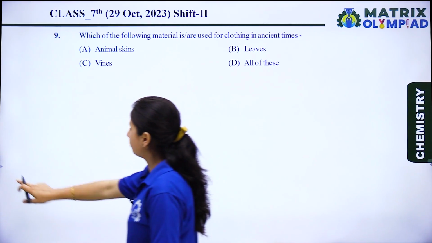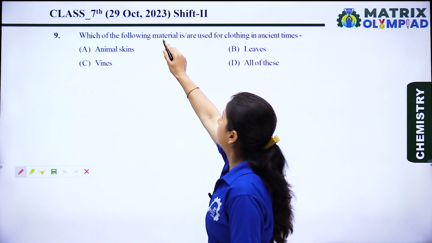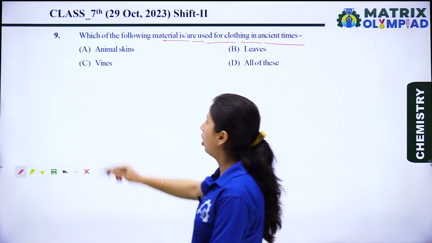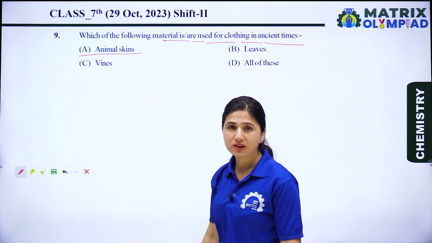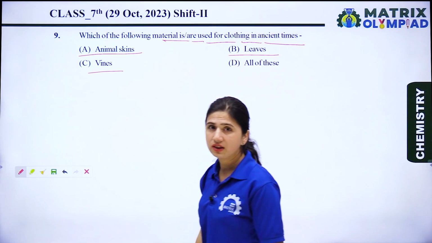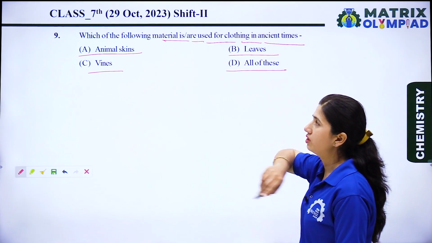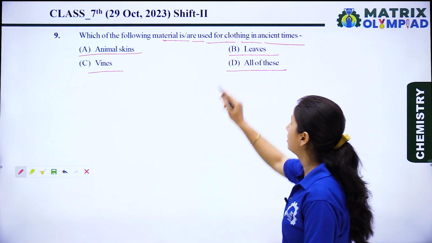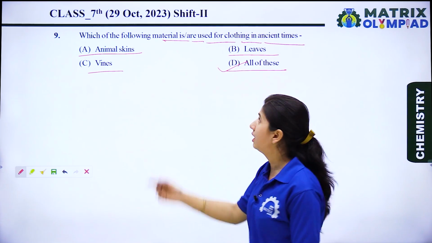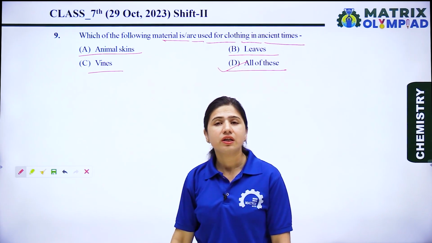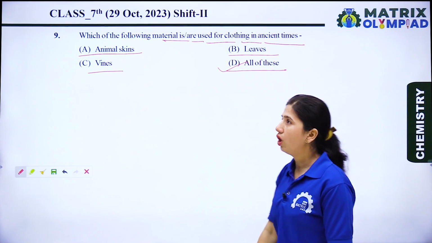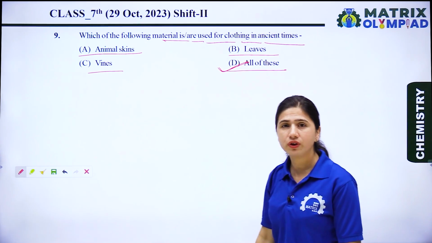The question is, which of the following materials is or are used for clothing in ancient times? The options are A, animal skins, option B is leaves, option C is vines, and option D is all of this. So the right option for this question is all of this, because we know that in ancient times, animal skins, leaves, vines, furs, these substances were used by ancient people for making their clothes. So option D is the right option for this question.